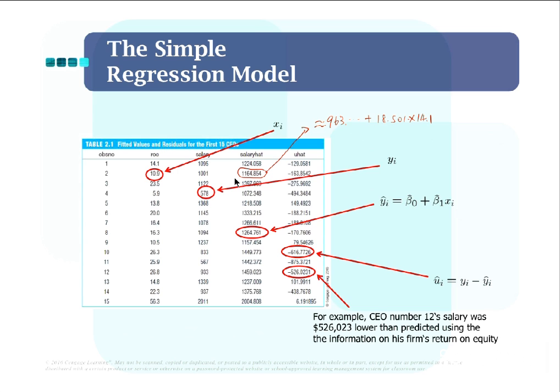And similarly, we can construct the y hat in the same way. And the difference between the salary that we observed and the salary hat is the u hat, the residuals. For example, the difference between this one and this one: salary minus salary hat, y minus y hat.